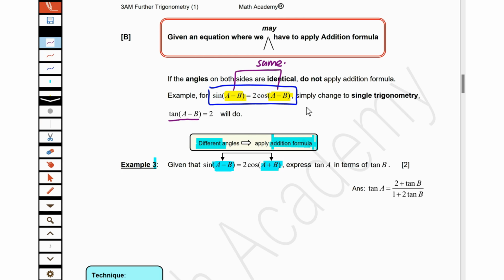And how do we do that? You have to divide by cosine. You've got to remember that sine divided by cosine will give you tangent. So in this case, when you divide by cosine on both sides, you will get tangent (A minus B) equals 2. Okay? So back to example 3.